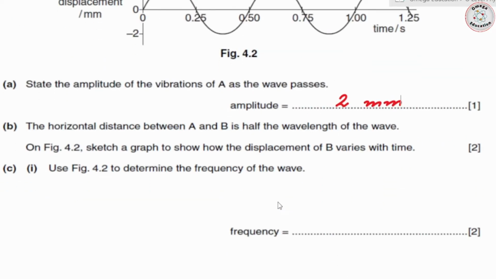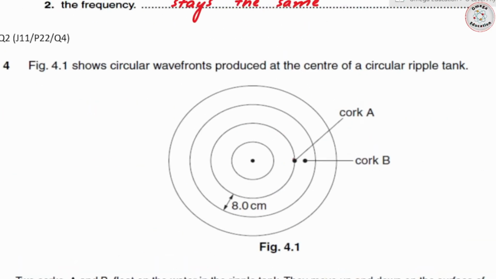The horizontal distance between A and B is half the wavelength of the wave. Right? So the distance between this one and this one is half the wavelength. So it would be something like this, if I try to draw the wave. Now you see the distance between A and B is half the wavelength from here to here, because that is the distance between two consecutive crest and trough, half the wavelength.